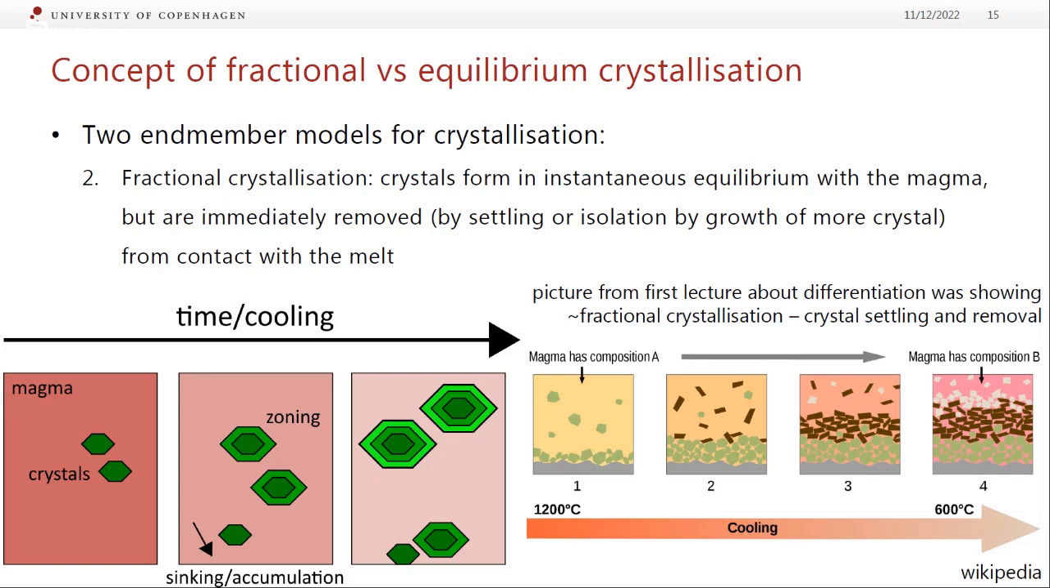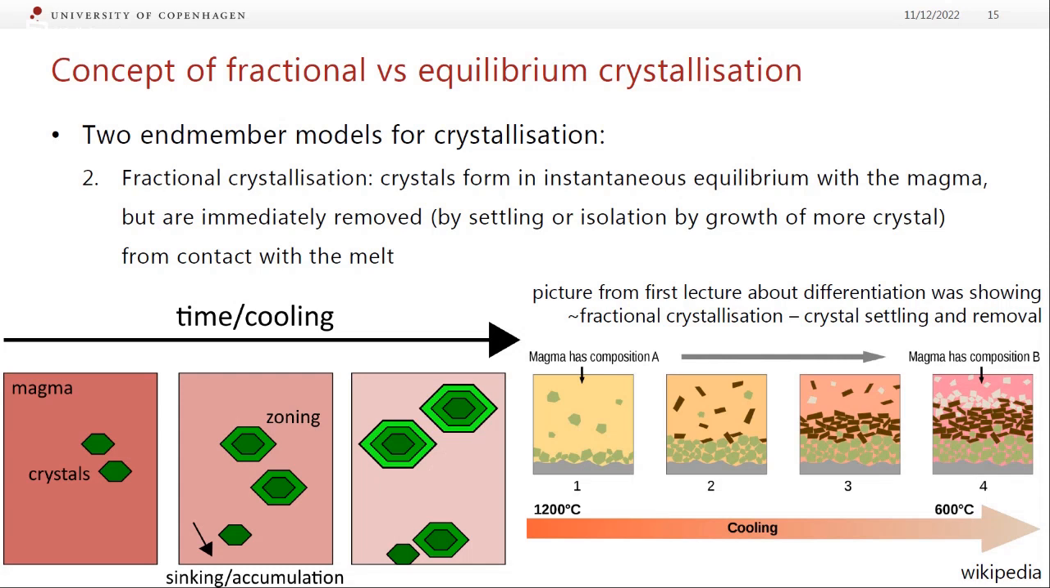We have two options. There's one, they can sink or settle, they can form a cumulate. So if this is our magma chamber, we start forming something on the magma chamber floor that is no longer in contact with the magma that it crystallized from. The other thing is that you can actually isolate the early formed crystals just by growing more crystal around the edges.